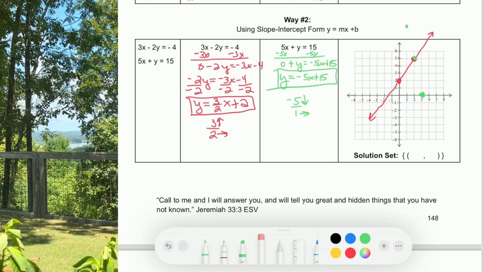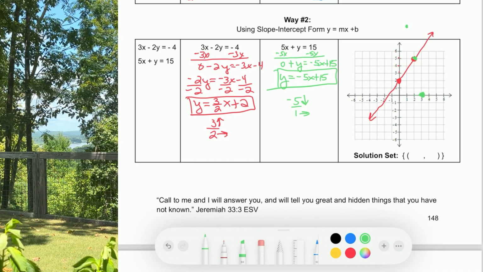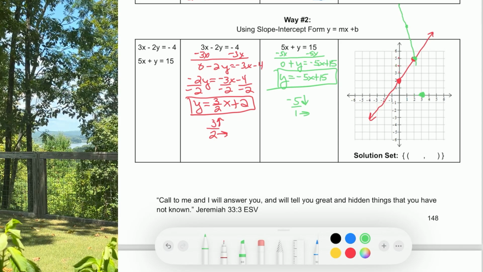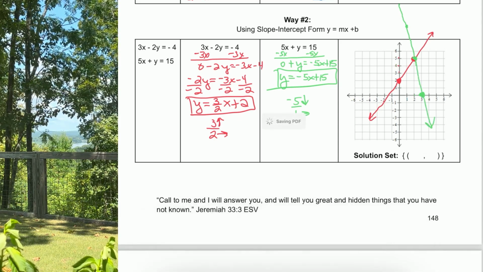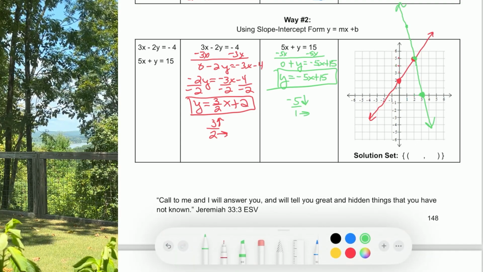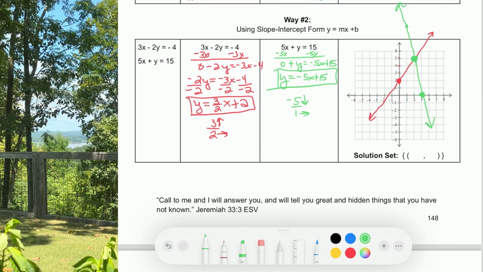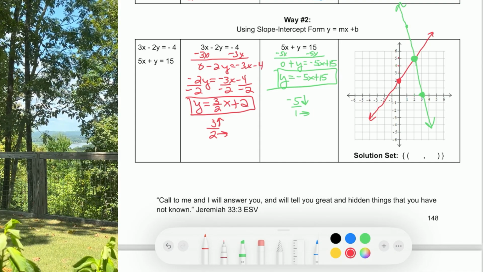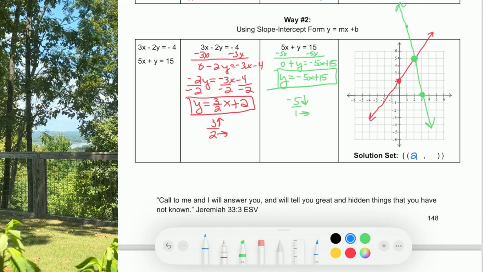So now I'm going to switch to my marker here. Connect my coordinates and we have our line. And this location right here, again, is where they cross. This is the same exact problem. I'm just showing you a different way to find it. So now I can say that my solution set, again, is 2, 5.